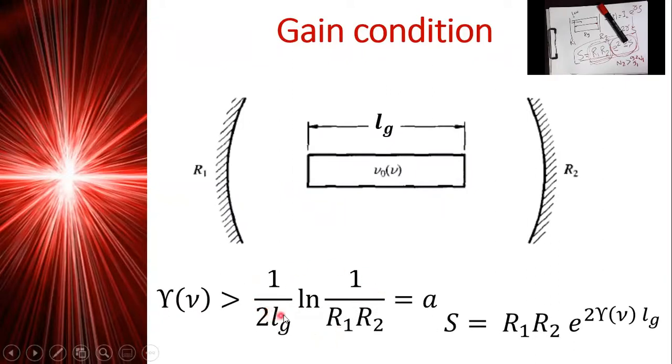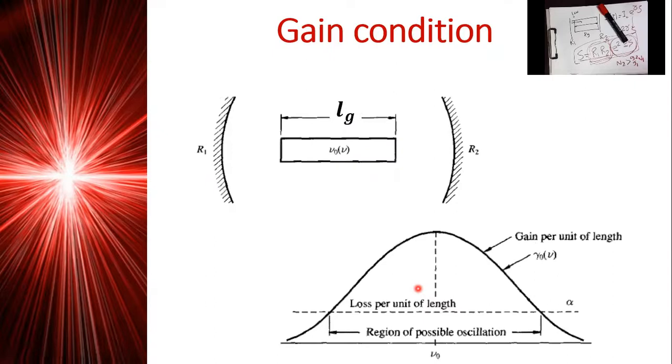It's 1 over 2 Lg. L is the distance of the gaining material. Ln R1 and R2 is dependent on the mirror. They are not frequency dependent parameters. So generally, you are inequating a frequency independent parameter with a constant. Let's call it alpha. So it will look like this.